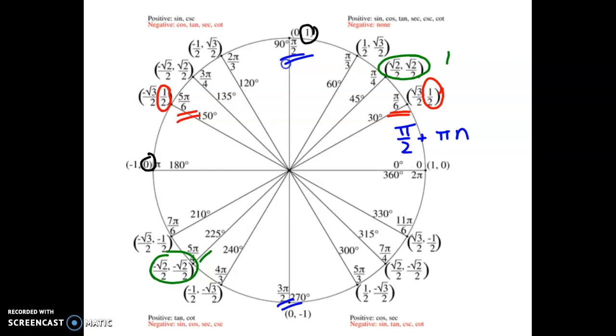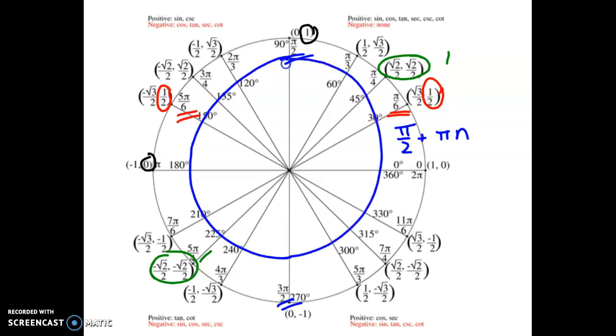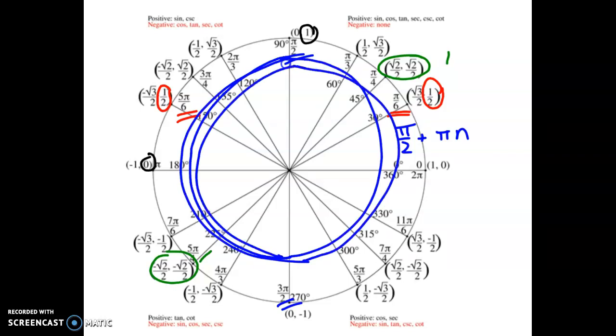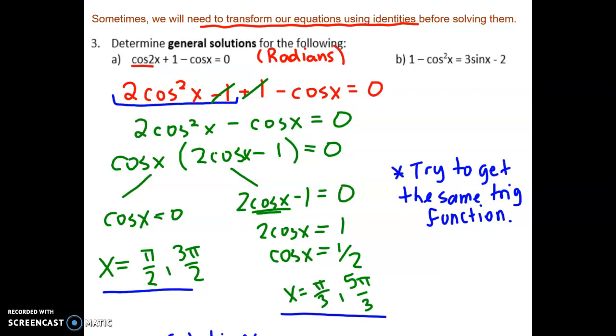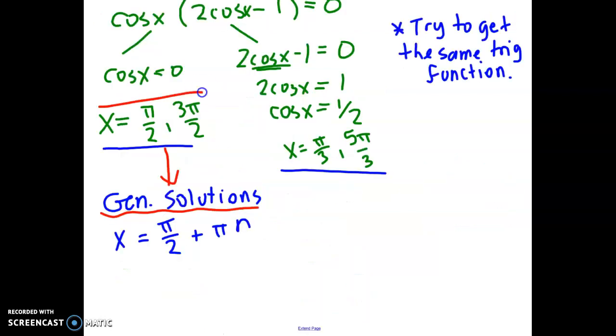So basically, if I say pi over 2 plus pi n, that means I start at pi over 2, and if I add pi, I'd get to here. But then if I'd add pi again, I'd get to a coterminal angle. Add pi again, I'd get back to here. So you can basically keep adding pi n number of times and keep going around and around your circle. So that would be our general solution. Wouldn't that be for one of them though? So far we've found the general solutions just for the cos equaling 0. Now we need to find the general solution for pi over 3 and 5 pi over 3.